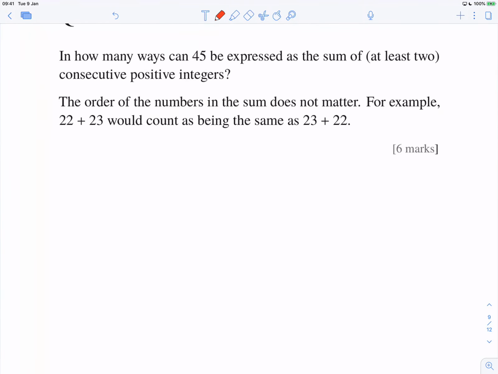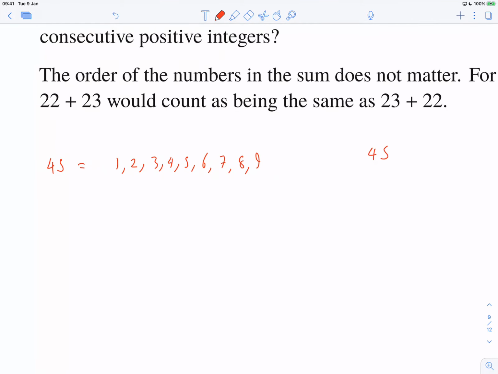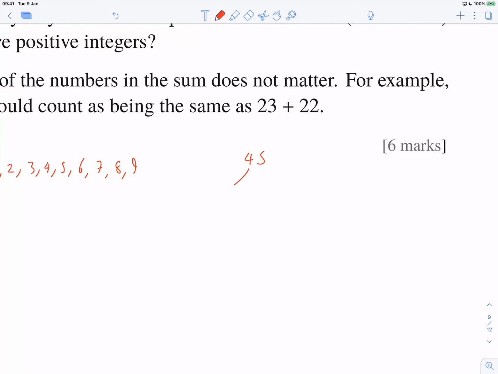Yeah, pretty easy. Okay, how many ways can 45 be expressed as the sum of at least 2 consecutive positive integers? Okay, well, if you've been doing Sudoku long enough, you'll know that 45 is just 1 plus 2 plus 3 plus 4 plus 5 plus 6 plus 7 plus 8 plus 9. And the trick here is that you need to break 45 down into its factors. So 1, 3, 5, 9, 15 and 45.